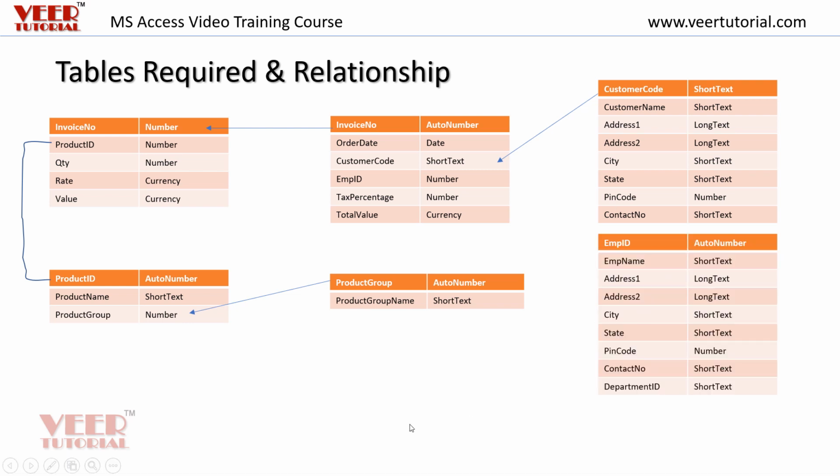We require an employees table, then we will create the department table as well. Then we will create the relationship between these two tables using the customer ID, and we will create the relationship between the invoice table and the employee table using the employee ID. Now we can see all tables are connected together. Now we will create these tables and we will store the data in these tables.